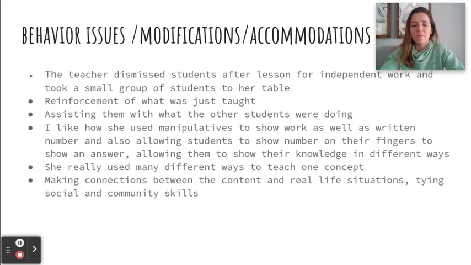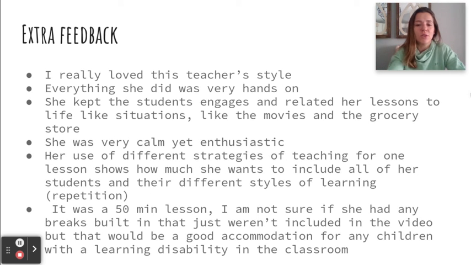And she even made up little songs and tied the whole lesson into a story. So you get reading, you get movement, you get music, all together, and math. So I really liked what she did. She was very calm, very enthusiastic throughout the whole lesson.